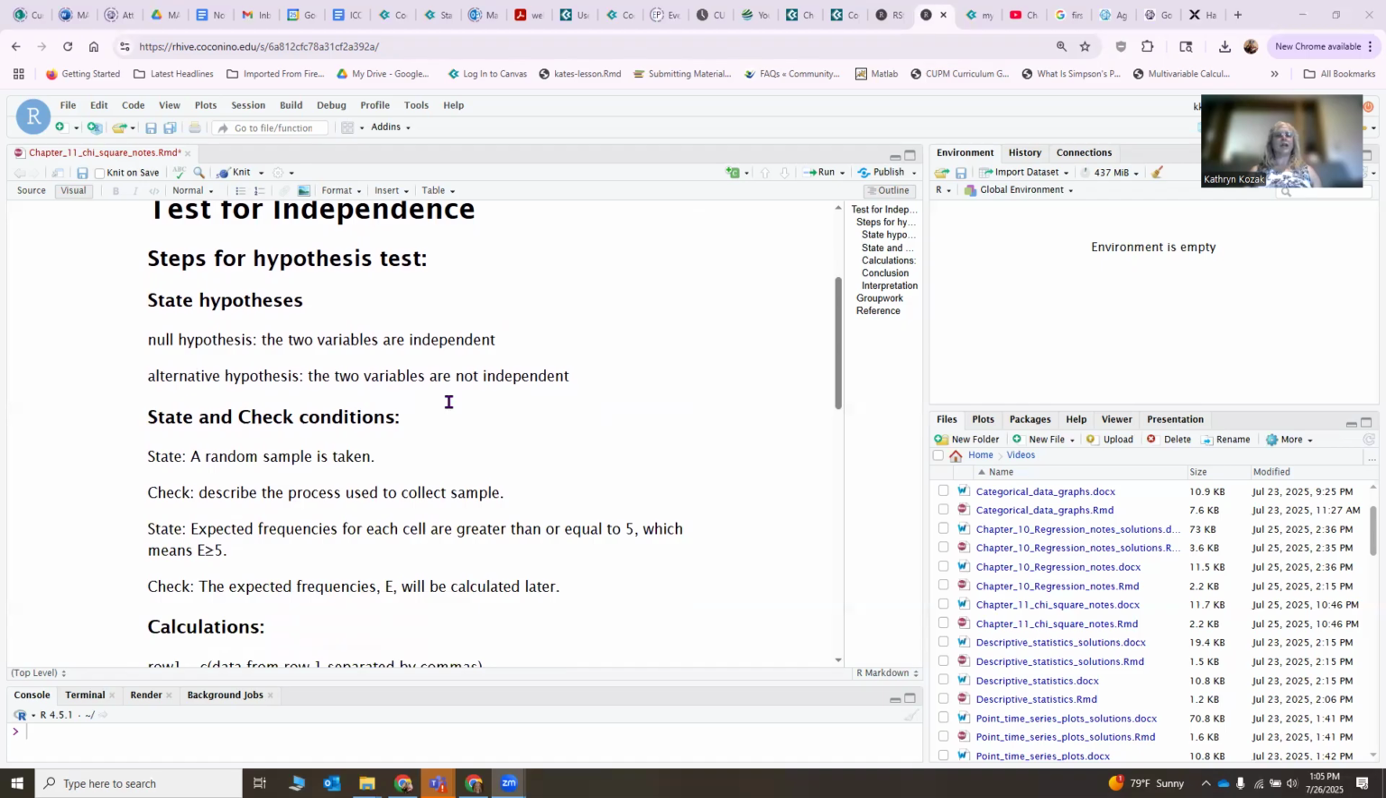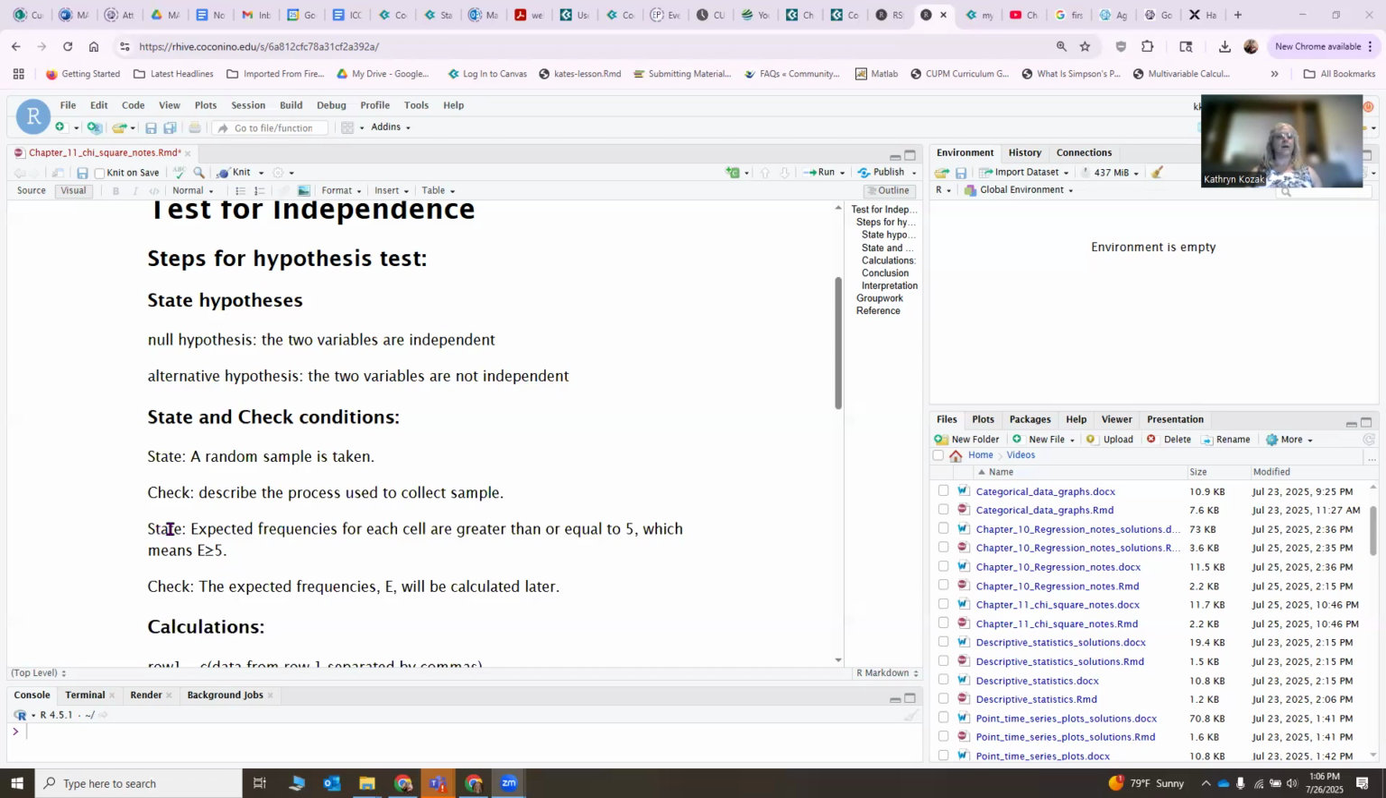You're going to state and check your conditions. The first one is that you're going to have a random sample. Every hypothesis test has a random sample, so that is one of the things we have to have. The reason we like random samples is because we get a much better way of understanding what is happening and we don't get as much bias going on. Your check is you would describe the process you went through to collect that sample.